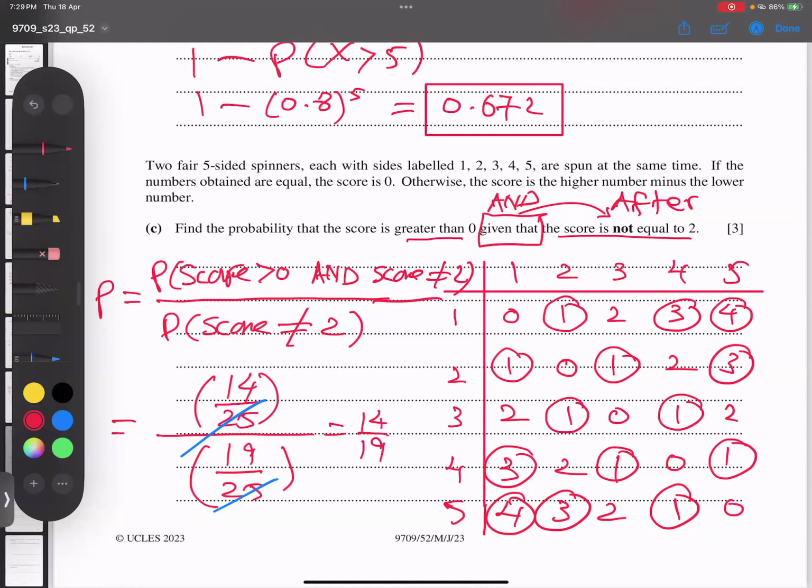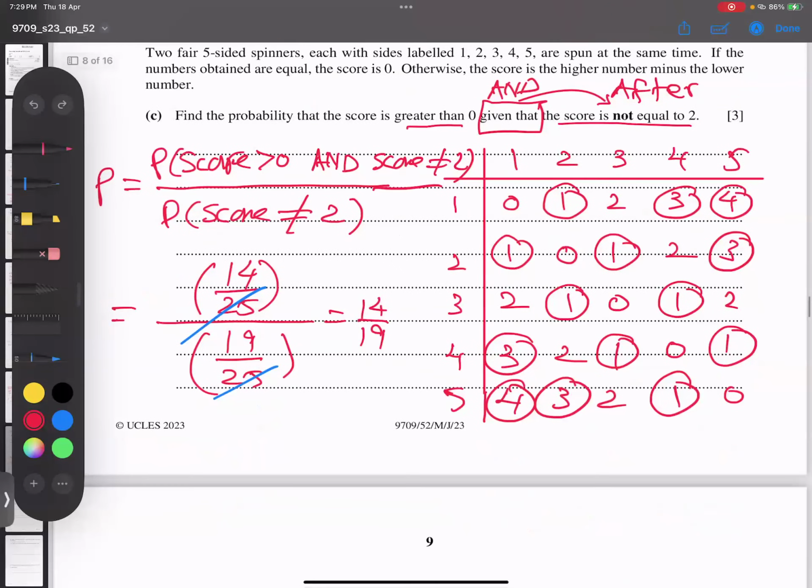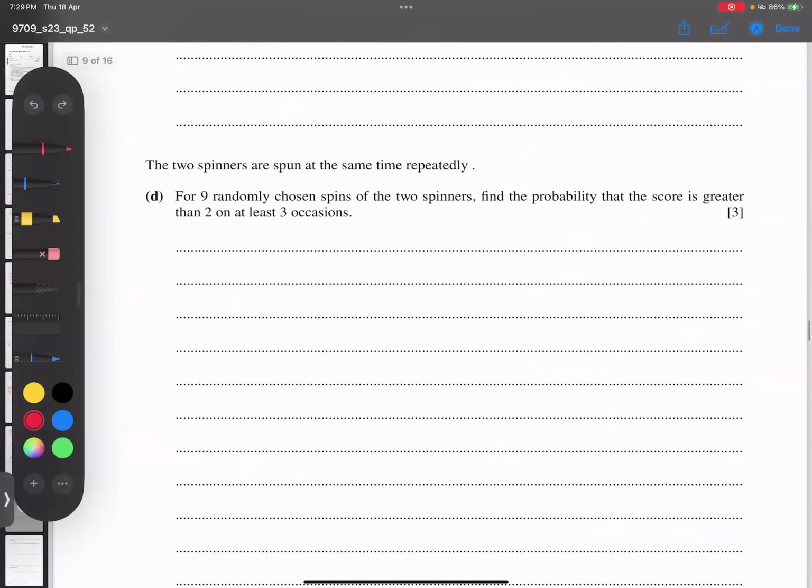Alhamdulillah Rabbil Alameen, I believe you got the point very clear. With the help of this table, it becomes easier. Without the table, it is a little bit harder. Anyway, go for the next question.